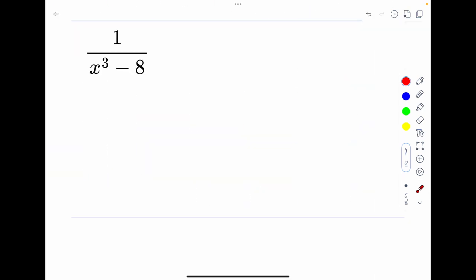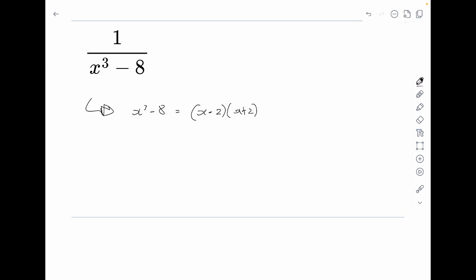Alright guys, now in this example, we're stuck with yet another irreducible quadratic factor. So we're going to start off by looking at x cubed minus 8. If we look at this, let's put an equal sign. If we break that up, well, we know that if we factor this, we can get x minus 2, x plus 2, x minus 2.